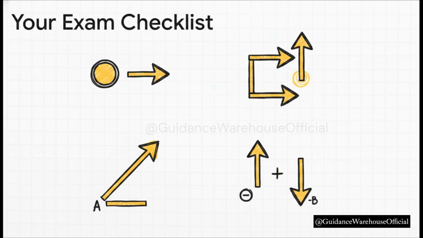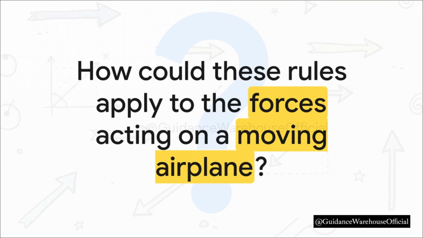If you can remember these 4 points, you are going to be in great shape for your test. So I'll leave you with this final thought. We've been talking about just walking around a city. But how could you use these exact same rules, adding vectors head to tail, finding resultants, to understand something way more complex, like all the forces of lift, drag, thrust, and gravity all acting on a moving airplane at the same time? Because that's where this stuff really starts to get powerful.